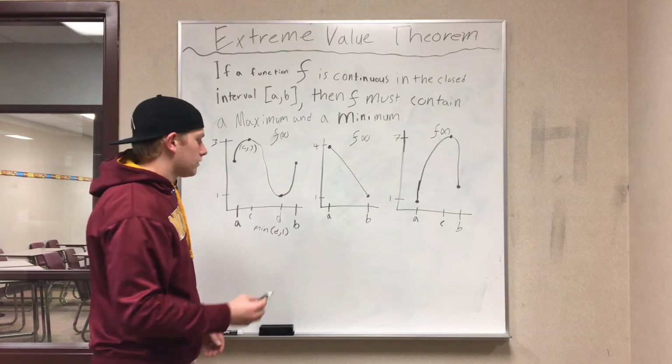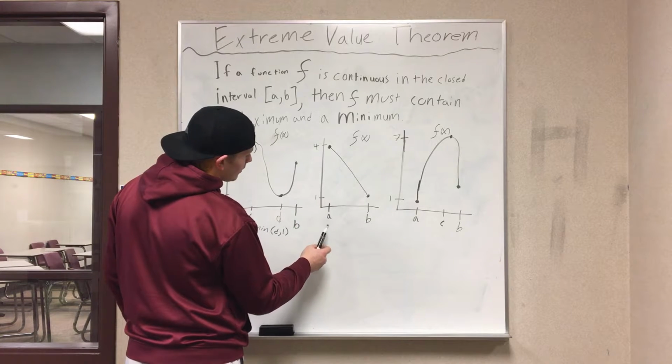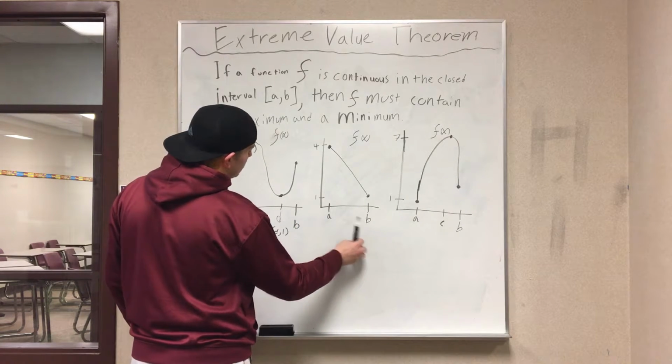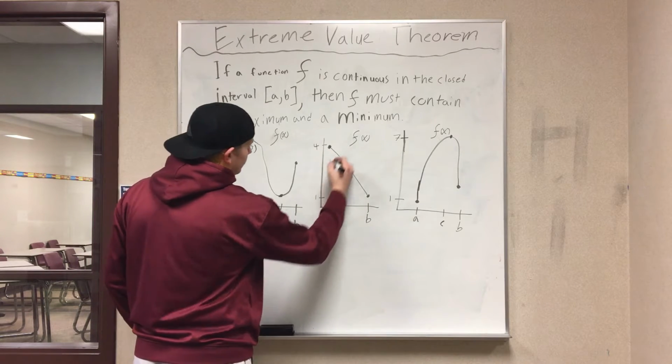On to the next graph. Minimum and maximum can also be the endpoints of the graph. On this graph, the minimum is at B of 1, and the maximum is at A of 4.